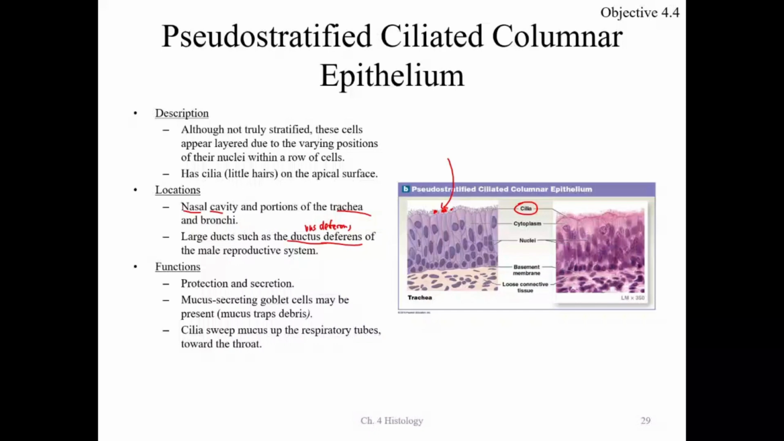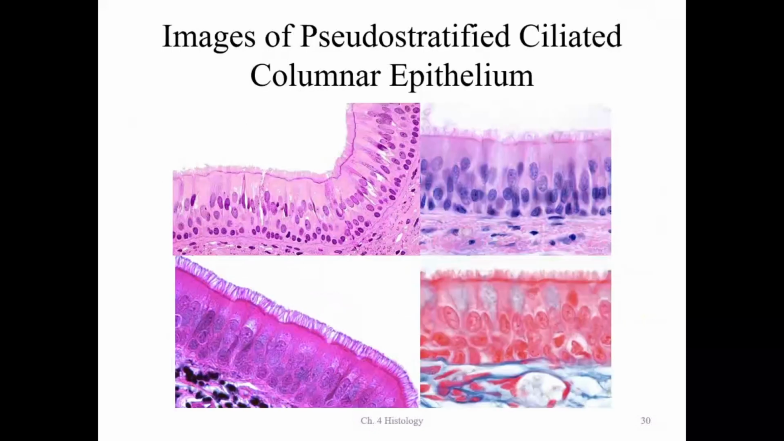Now, as we look at it, we can see that it looks stratified. Here's the basement membrane. It looks stratified, but right here we have cilia. That's the telltale sign. Here we have a goblet cell that might be there. Okay.